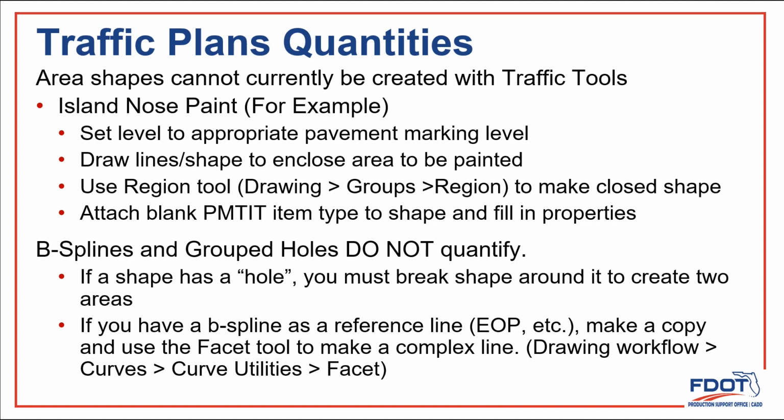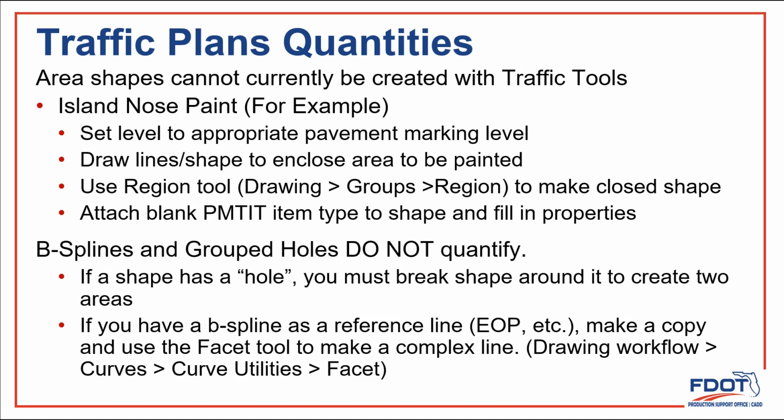Area shapes cannot currently be created with traffic tools. So for island nose paint, for example, you'd have to set the level to the appropriate pavement marking level, draw the lines or shape to enclose the area to be painted, use the region tool (Drawing, go to Groups, and then Region) to make an enclosed shape, and then attach a blank PMTIT item type to the shape, and then fill in the properties manually. B-splines and grouped holes do not quantify.